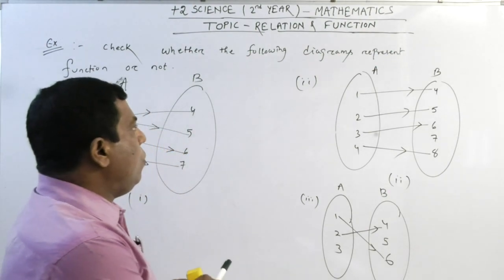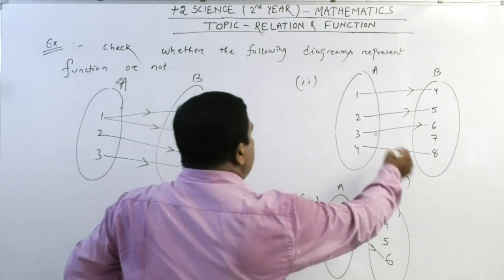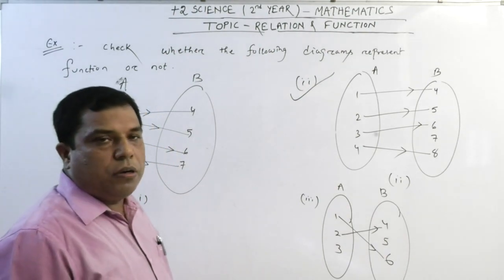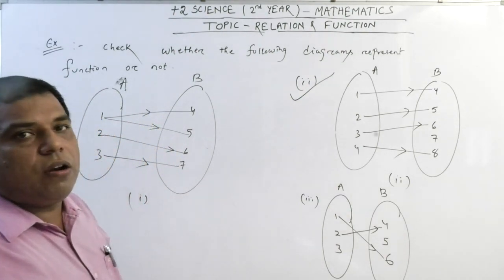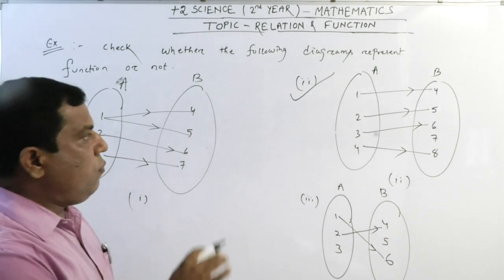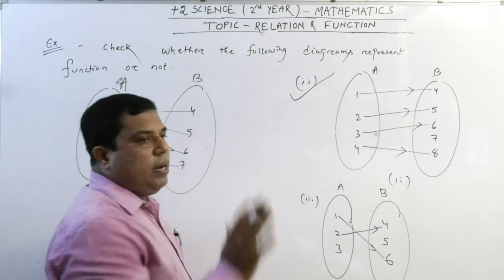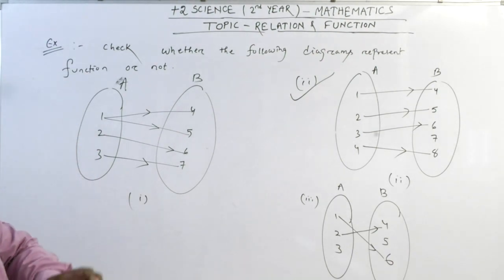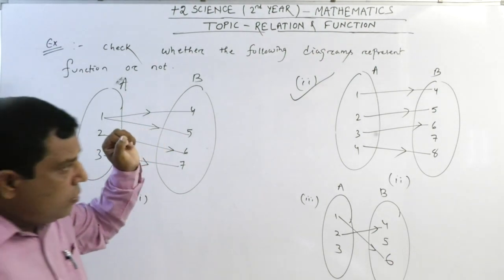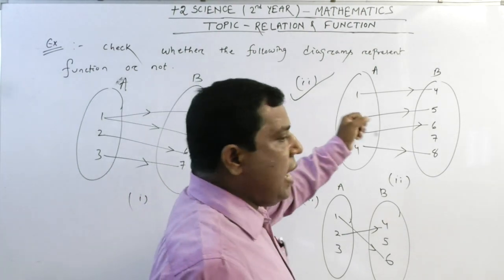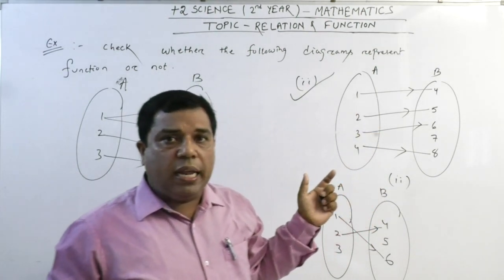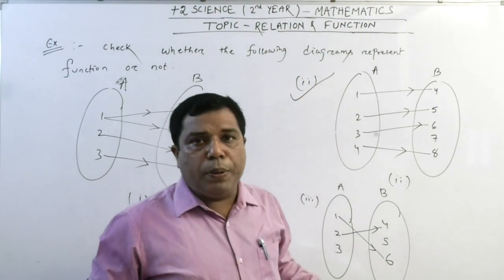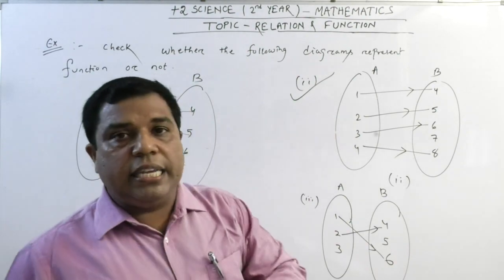So here only the diagrammatic representation in 2 is called a function, whereas the others are not called functions. The second one is the only function. Okay, so this is the way to check whether relations are functions or not diagrammatically. We can verify it in a clean manner through diagrams, through pictures. Also we can check it.